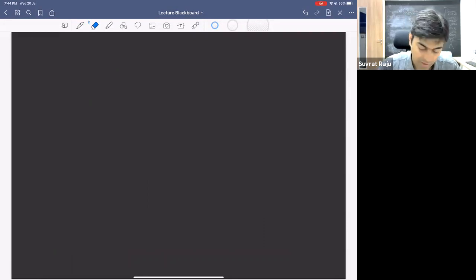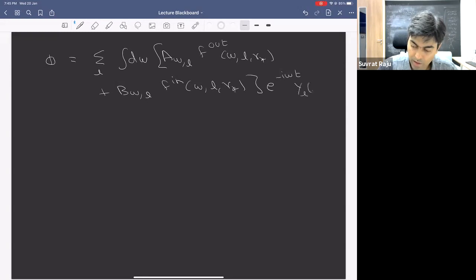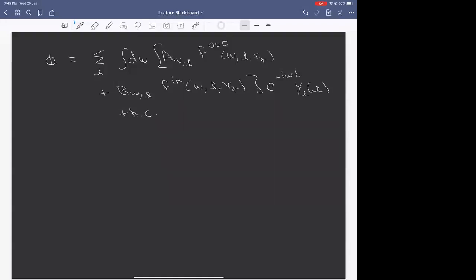So let's write down now an expansion of the field in terms of everything that we wrote. In fact, this is the reason we did all of this. And that expansion of the field now looks like this: F out, plus B omega L into F in, into Y_L omega, plus Hermitian conjugate. So the reason we did all this song and dance was to get to this expansion of the field.